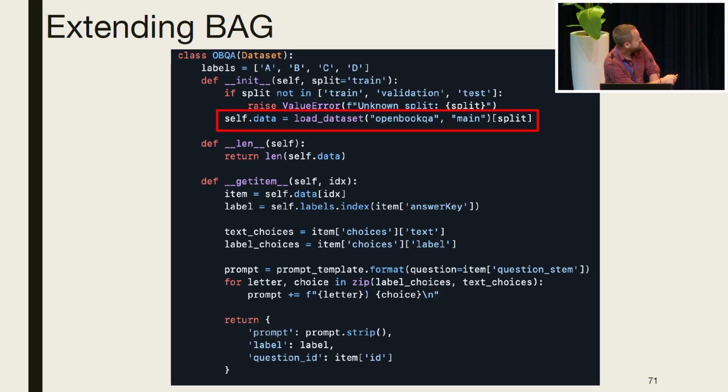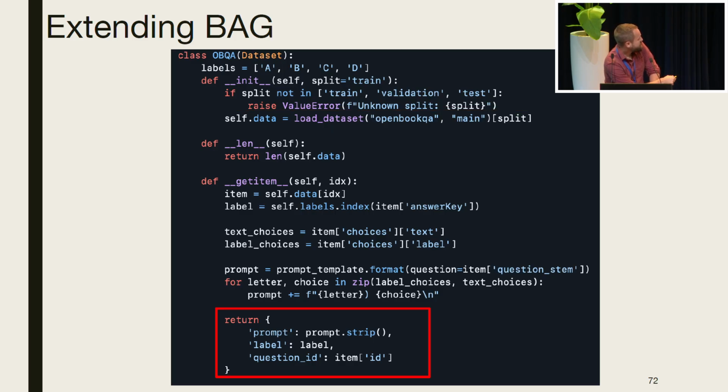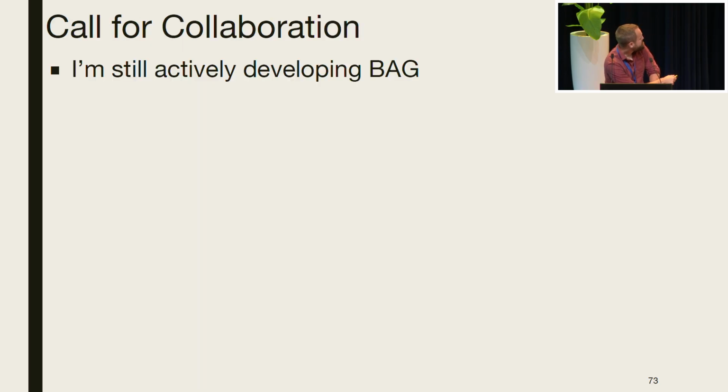Similarly, it's easy to add new datasets to BAG. Here I'm adding a Hugging Face dataset, OpenBookQA, but it's really easy to add any dataset that outputs a dictionary with prompt, label, and question ID, and optionally image.